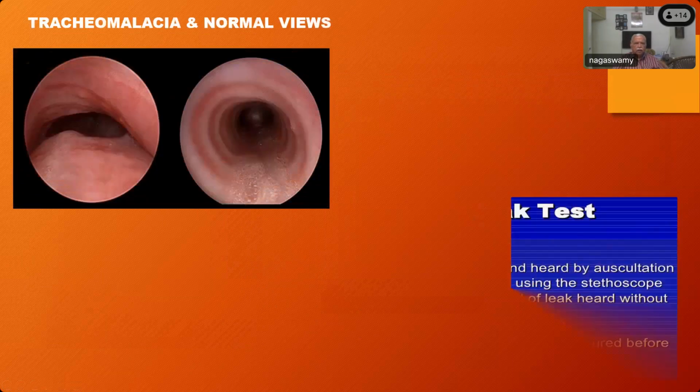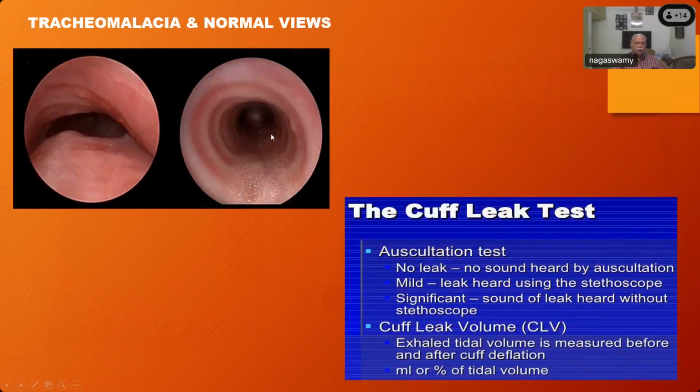And this tracheomalacia, this is the normal view. This is the tracheomalacia view. So if you have a fiber optic and see, you can see the collapse. So you always do a cuff leak test to rule out both tracheomalacia as well as laryngeal edema. So if you hear a nice leak sound, then you can safely extubate.